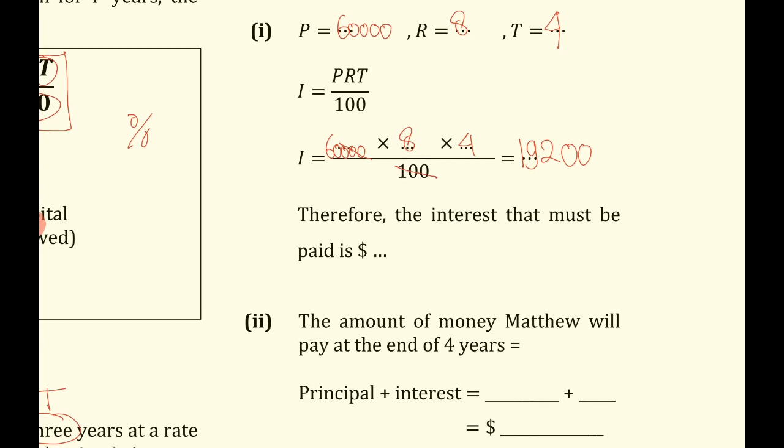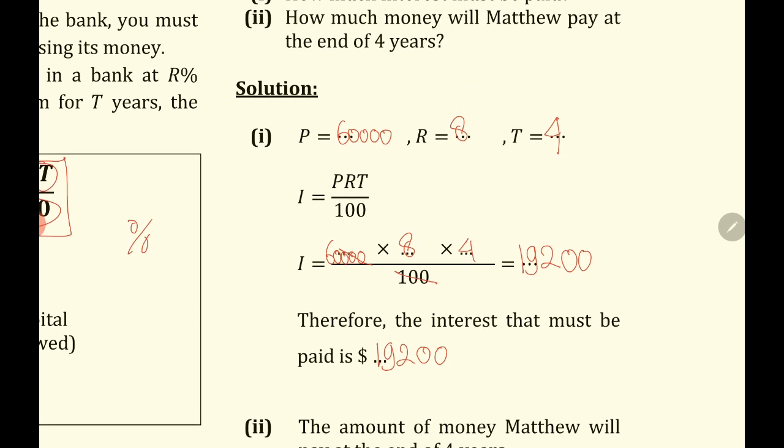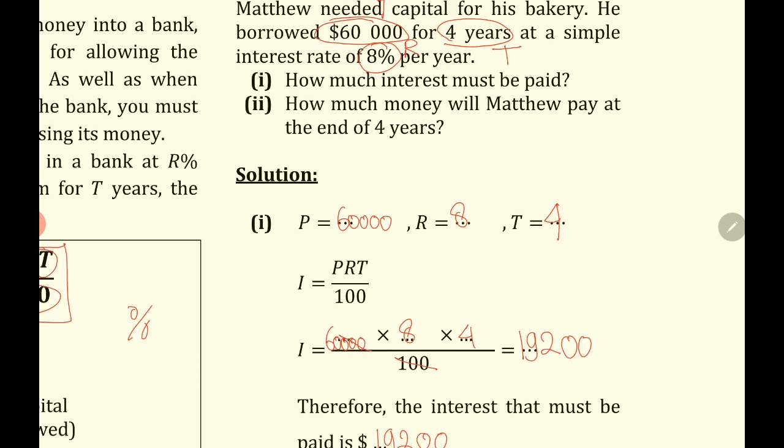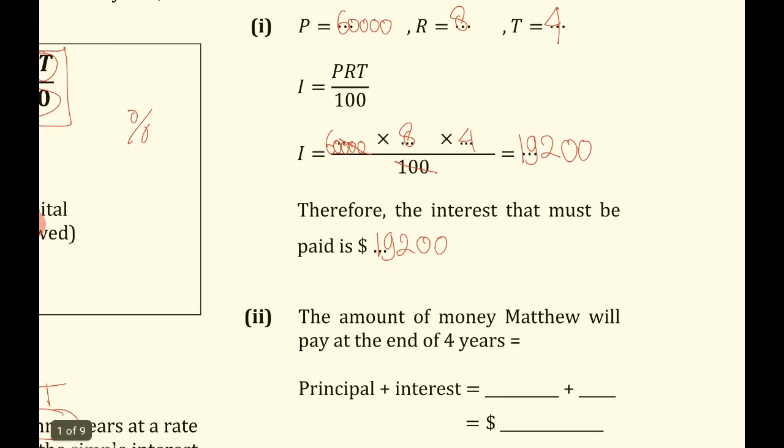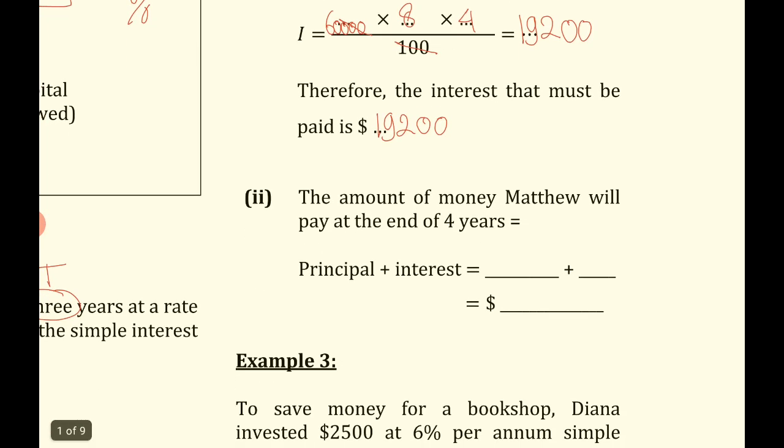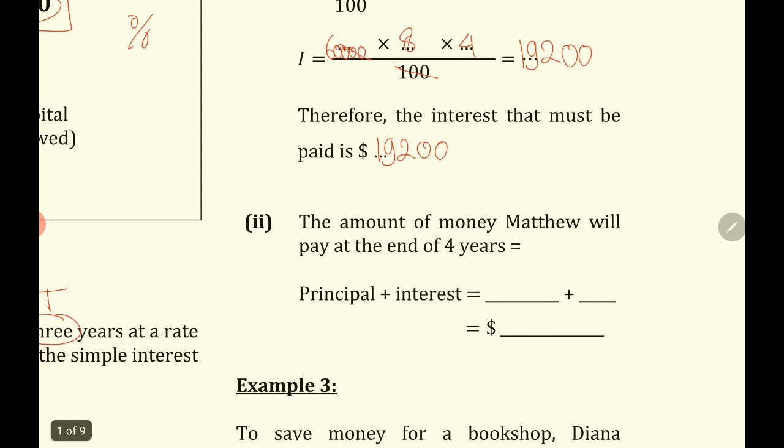Simple interest. Okay, and therefore the interest that Matthew has to pay is $19,200 after 4 years, with the rate at 8% per year. Okay, next question. The amount of money Matthew will pay at the end of 4 years. Now it is asking about the amount of money. It means the total money that Matthew has to pay.